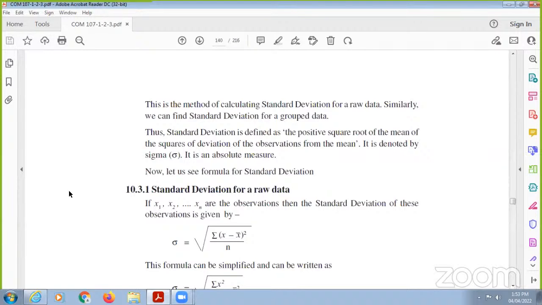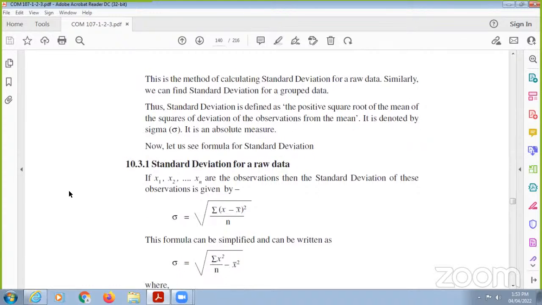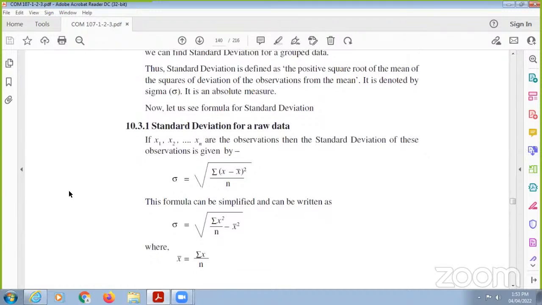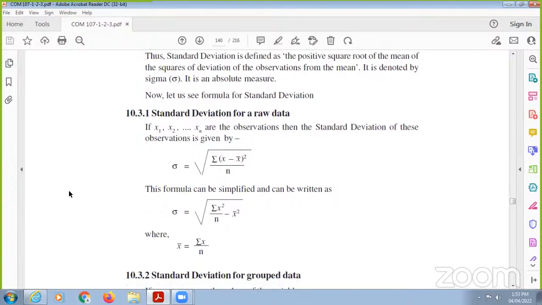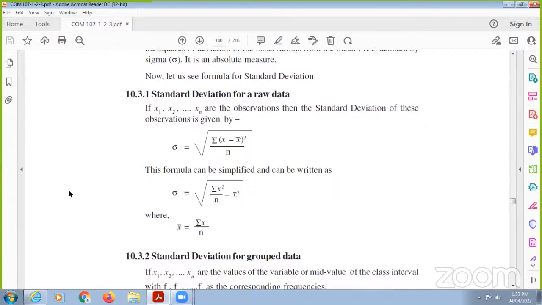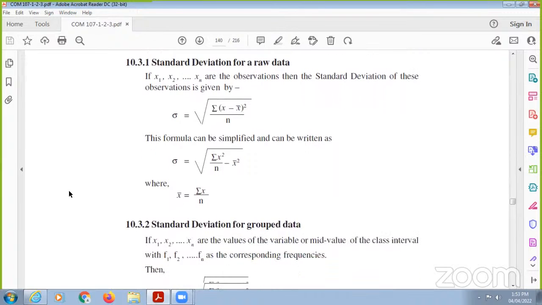The name itself suggests that this deviation is the standard one. Here is the formula. Standard deviation is under root summation x square upon n minus x bar square, where x bar is summation x upon n. Standard deviation is also for grouped data.